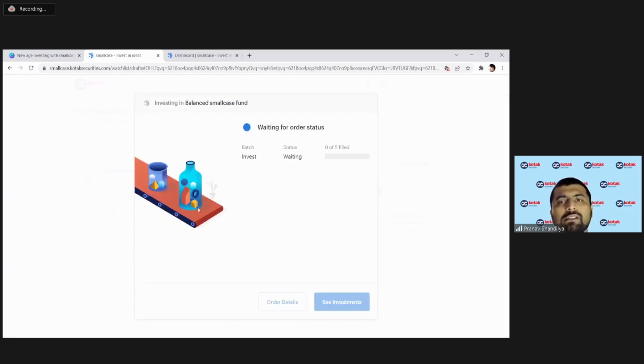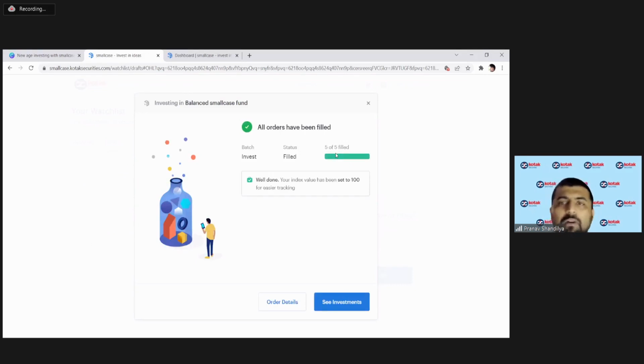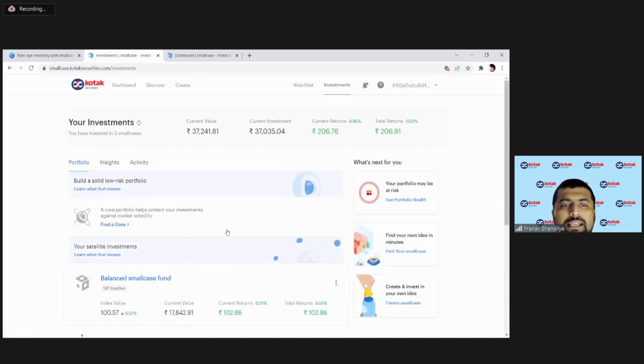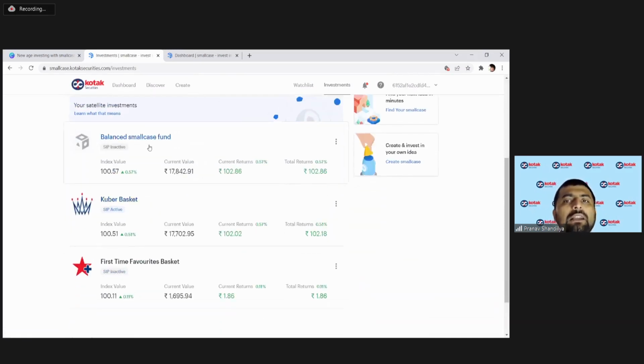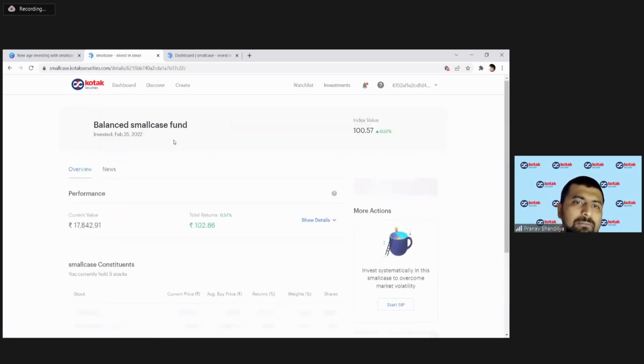So if you do this, all these 5 stock orders will be placed at the current market price, and the orders will get executed within a maximum of about 10 seconds. So you can now see that all the orders have been filled. If you click on see investments and scroll down, now we can see that we have managed to successfully invest in a fund that we ourselves created, which is called the balanced smallcase fund.